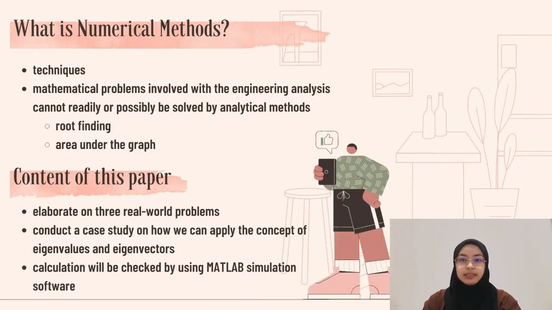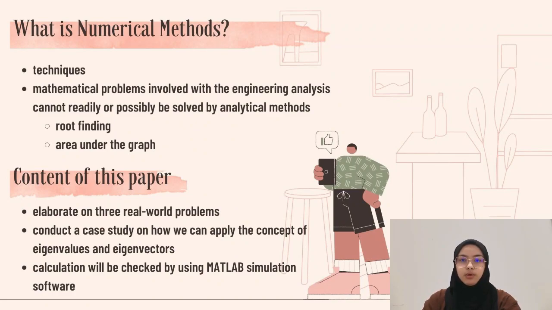So, what is numerical method? Numerical methods are used when analytical procedures like work finding and area under the graph are unable to quickly or possibly solve the mathematical issues associated with the engineering analysis. In this paper, we'll go into greater detail about 3 practical issues that can be resolved numerically. We'll also carry out a case study to demonstrate how the idea of eigenvalue and eigenvector can be used to simplify the calculation of simulation linear equation.